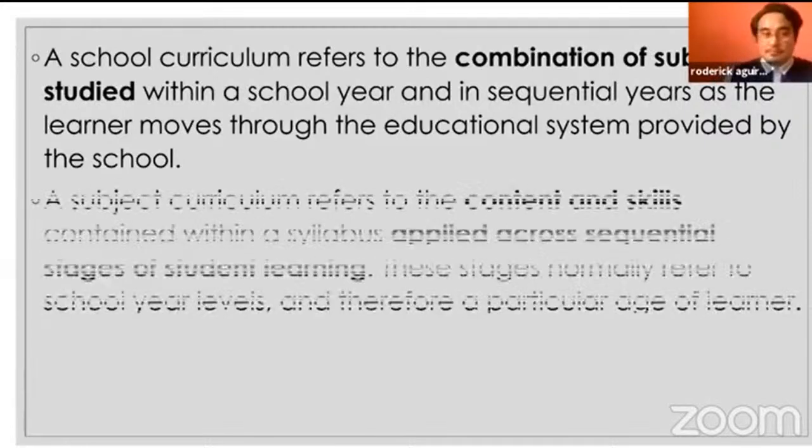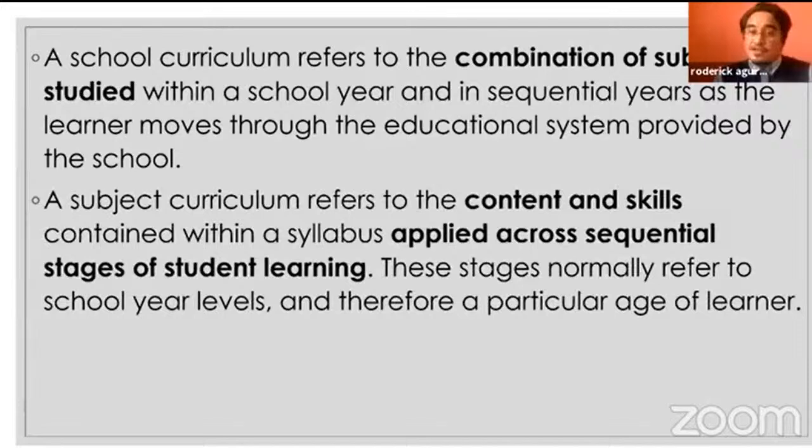All right. Next would be subject curriculum, which refers to the content and skills contained within a syllabus applied across sequential stages of student learning. These stages normally refer to school year levels and therefore a particular age of learner. What we want to see here is the spiral progression. Again, this part, a subject curriculum referring to contents contained within a syllabus, is done by the Department of Education. It's given to us, but the first definition of school curriculum definitely must be done by teachers in each school.